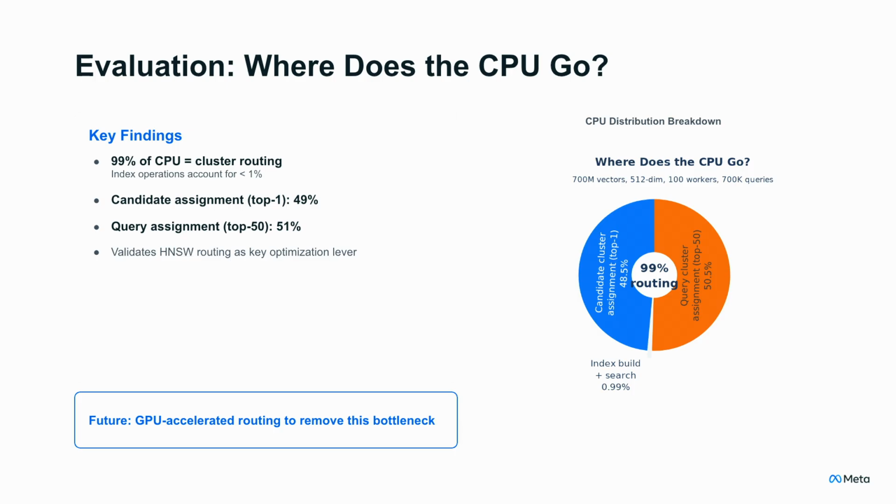One of the other surprising findings was that when we were doing profiling, we found that 99% of the CPU cycles actually go to cluster assignment routing. Index building and search take less than 1% combined. So that was not something we had expected. It validates that HNSW routing is a critical optimization lever, and we'll talk about it in the future work also. I think using GPU accelerated routing can improve some of these bottlenecks.